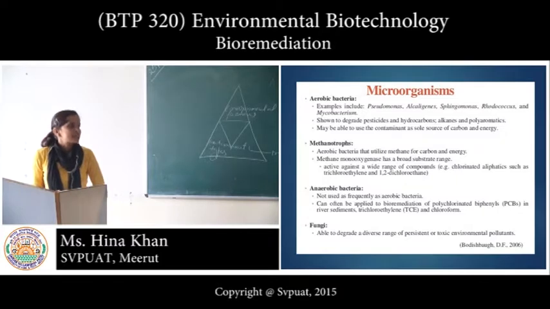And the third one is anaerobic bacteria, those bacteria which grow in the absence of oxygen, but they are not used in bioremediation as frequently as aerobic bacteria. And last one is the fungi. They are able to degrade a diverse range of persistent or toxic environmental pollutants.